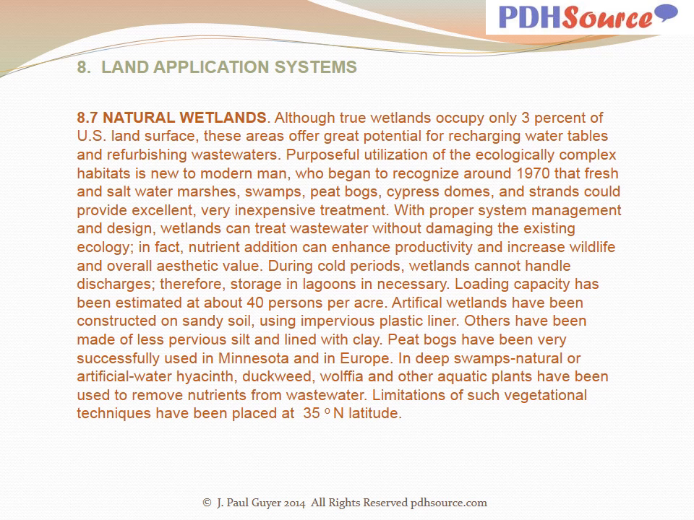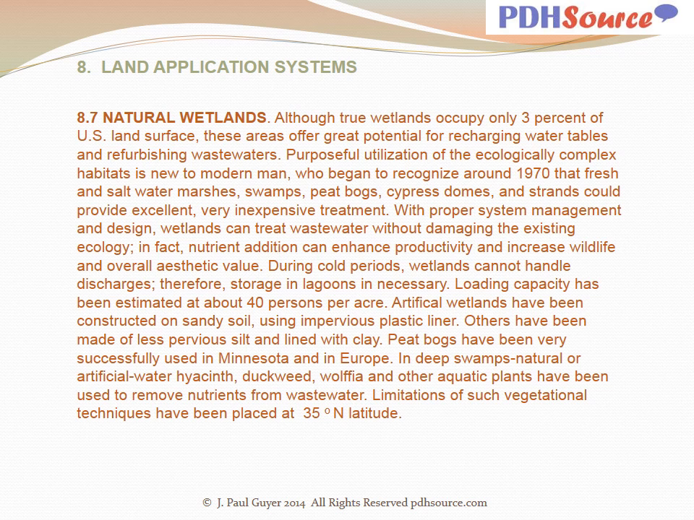During cold periods, wetlands cannot handle discharges, therefore storage in lagoons is necessary. Loading capacity has been estimated at about 40 persons per acre. Artificial wetlands have been constructed on sandy soil using impervious plastic liner. Others have been made of less pervious silt and lined with clay. Peat bogs have been very successfully used in Minnesota and in Europe.